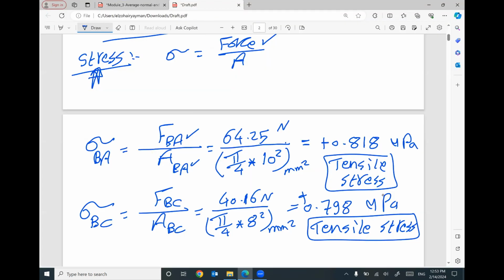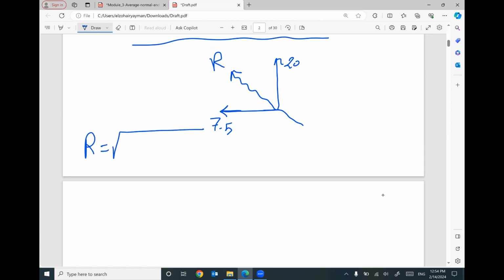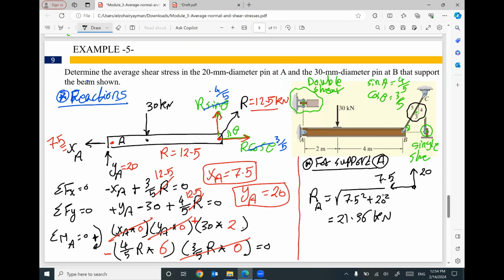I would like to highlight this point one more time. Guys, if we have two forces, one in this direction, 7.5, and one in this direction, 20 kilonewton, we need to figure out what is the resultant force for the two forces, the horizontal and the vertical one. From engineering mechanics, we learned that R equals square root of the horizontal component 7.5 square plus the vertical component square. We got the resultant force of the two forces.